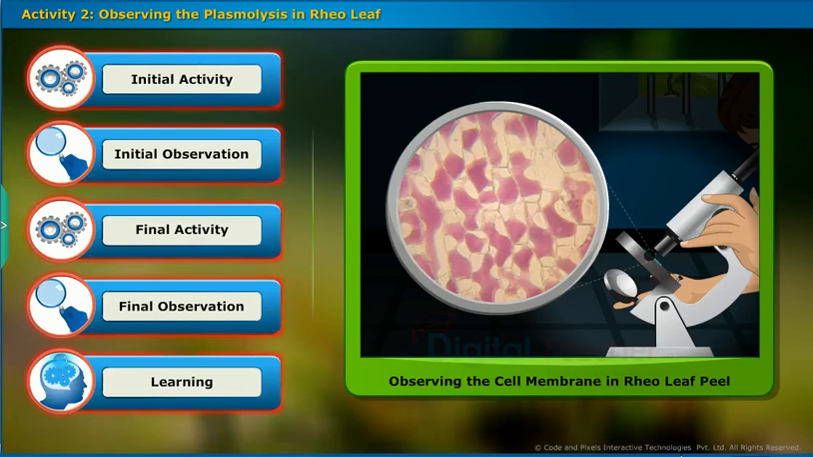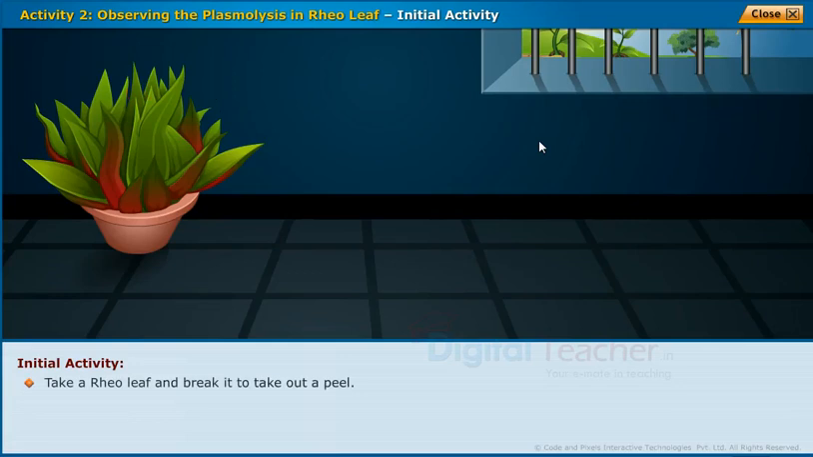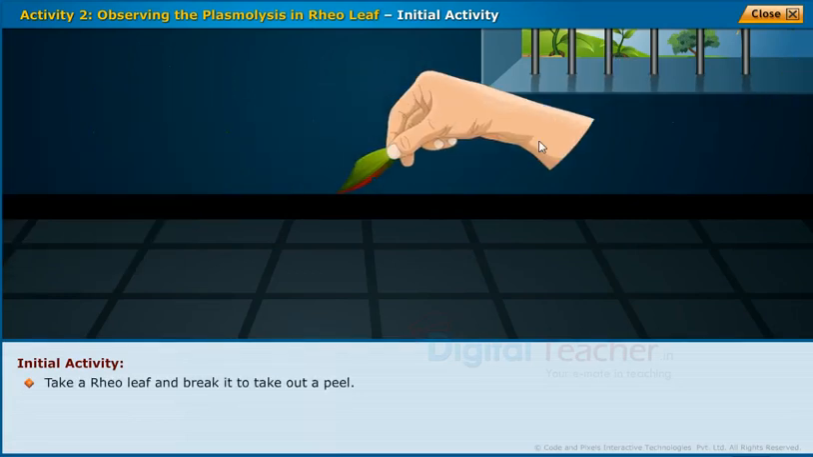Here, let us perform an activity to observe the cell membrane in real life. Click each tab to know more. Take a real leaf and break it to take out a peel.